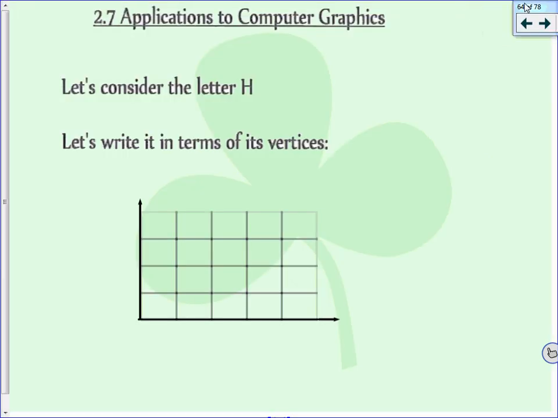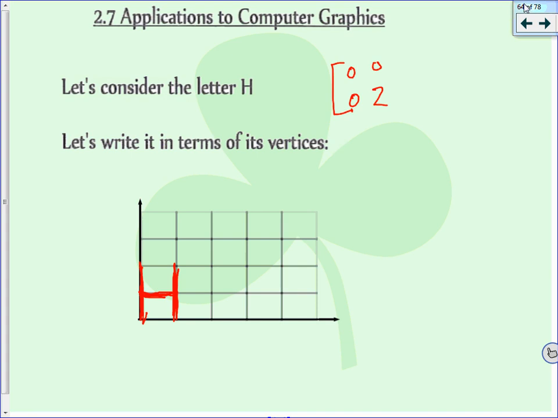Okay, so if we write the letter H in terms of its vertices, first I'm going to sketch it. How wide do we want to make it? How does this sound, like this? So we're going to name it in terms of its vertices. So let's start in the origin. So that's 0, 0. And then let's go to 0, 2. So I'll go 0, 0 to 0, 2.